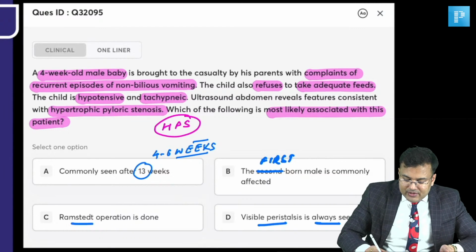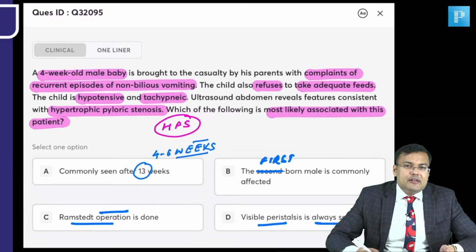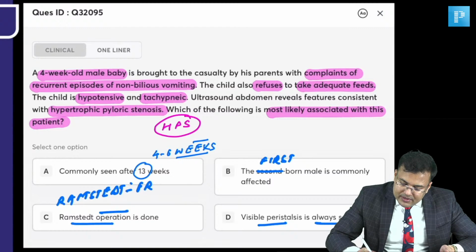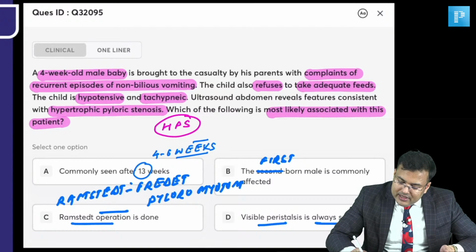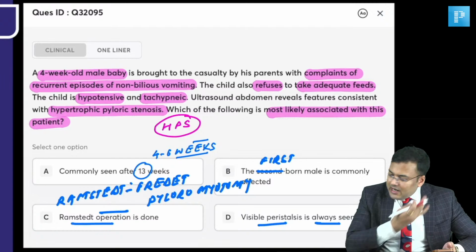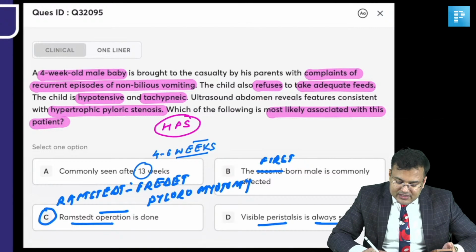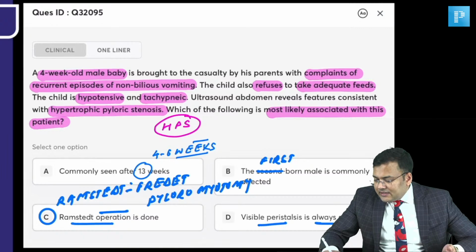So what is the treatment of choice, guys? It is Ramstedt-Fredet pyloromyotomy. Pyloromyotomy is the treatment of choice. Clear? So the correct answer for this question is C. Next.